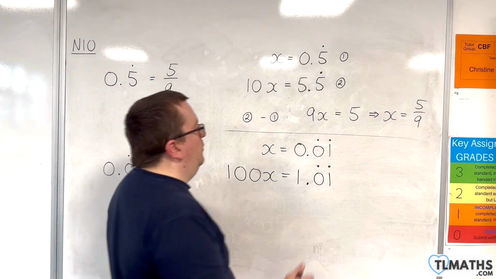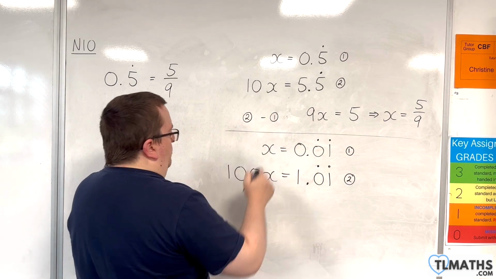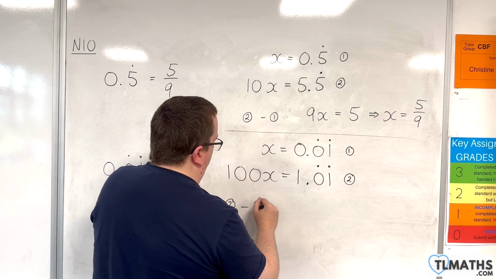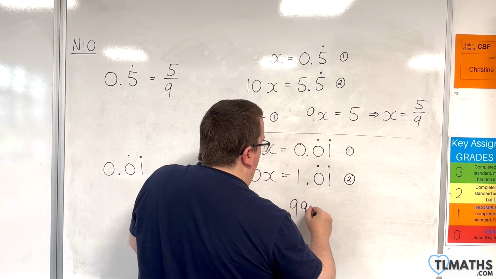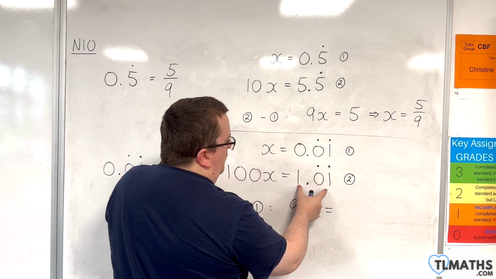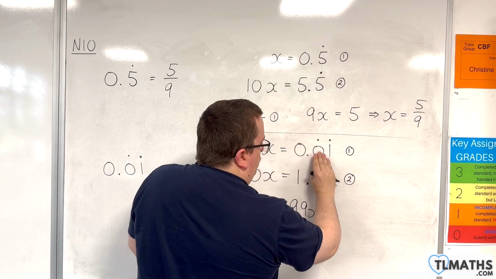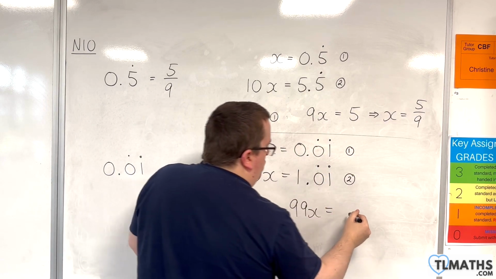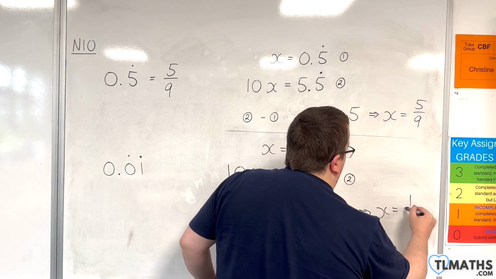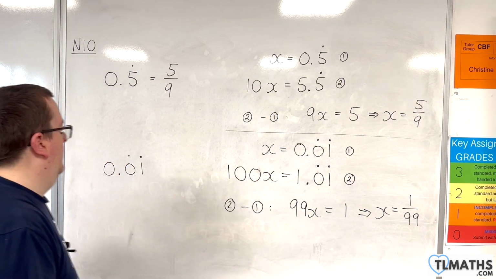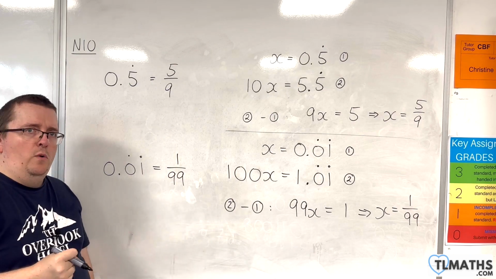Okay, so if we call this equation number 1 and we call this equation number 2, again I can subtract equation 1 from equation 2. We'll have 100x take away x, so that would be 99x. And then 1.01 recurring, take away 0.01 recurring. Well, the part that's recurring will disappear, and I'll have 1 take away 0, so 1. And so x will be 1 over 99. And so that is 0.01010101 as a fraction.